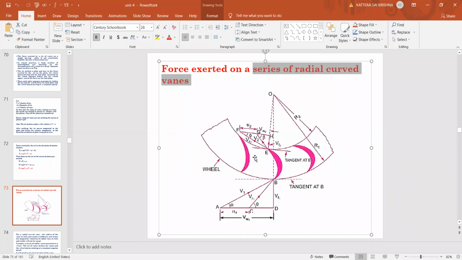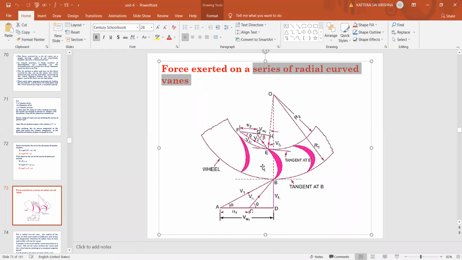These are very important, because in turbines we see only curved vanes, a series of curved vanes kept on a drum or a wheel. We already know how to draw the velocity triangles. So when a problem comes in the exam on a series of radial curved vanes, we can draw a single blade and draw the same triangles we have seen previously.